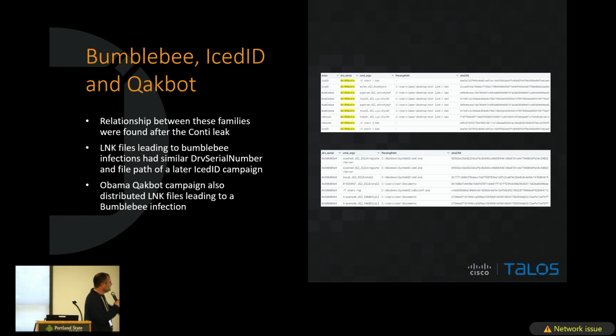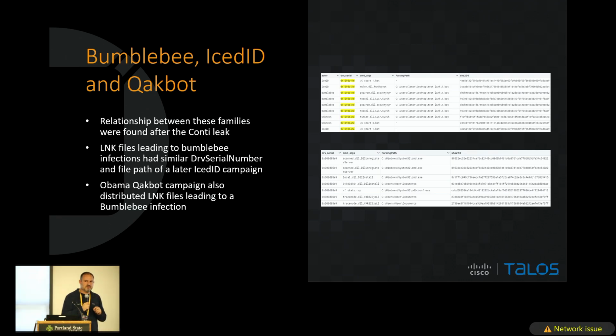I found the same thing for Bumblebee, like the same machine, a different machine from the one that I showed there on top, was being used to distribute Quackbot and Bumblebee.